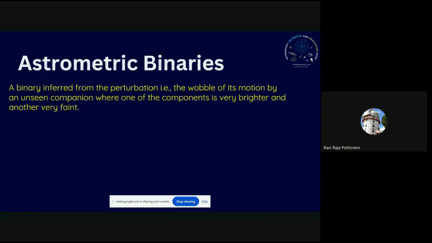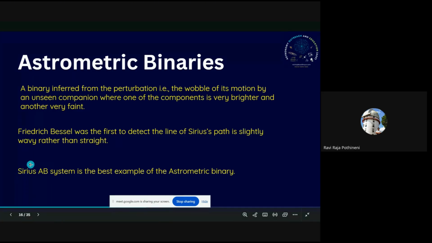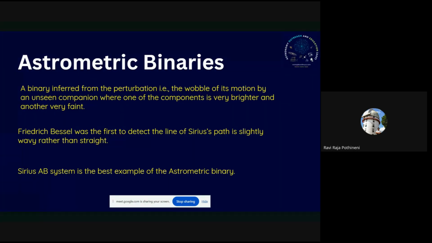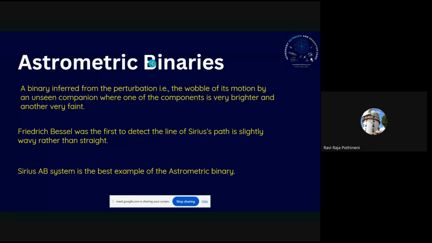Next, we have the third category of binaries. Here, the third category is a very interesting one. You know Sirius, right? Sirius is the brightest star in our night sky, but it is not alone. Sirius is accompanied by another one, a white dwarf. It is called Sirius B. So the Sirius AB system is a very good example of an astrometric binary. Now, what does astrometric binary mean? As I mentioned, the second one is a white dwarf. It cannot be seen directly through a telescope.